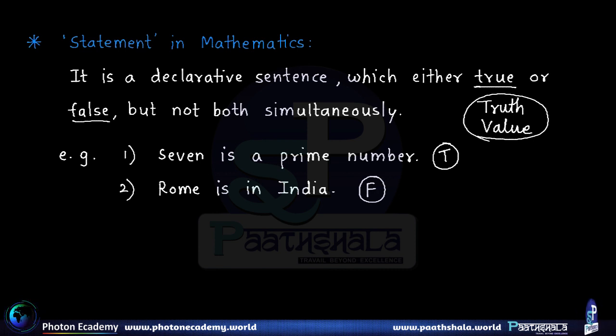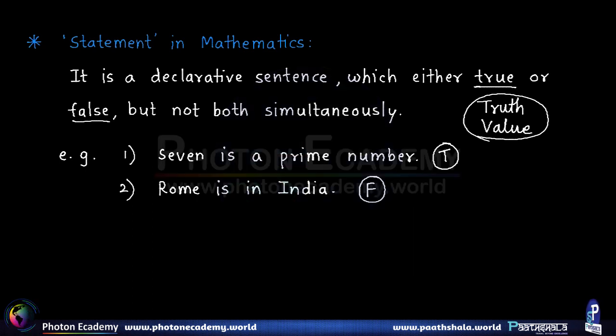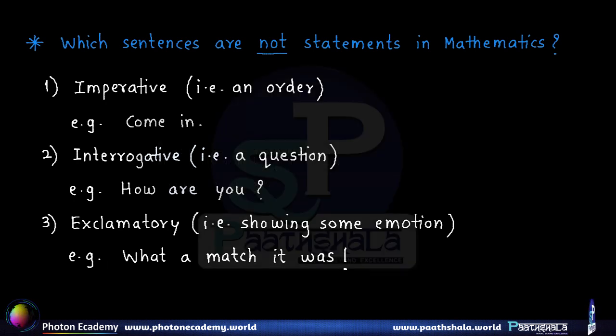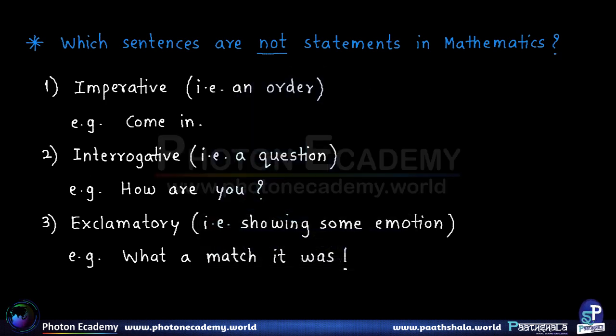Now we saw what is a statement. We have to also see what is not a statement. So let us see different types of sentences which are not considered statements in mathematics. First one is imperative, that is an order. For example, come in. When we give an order, it is an imperative which is not a statement because we cannot assign a true or false value to an order. It is simply meaningless. Secondly, interrogative, that is a question.